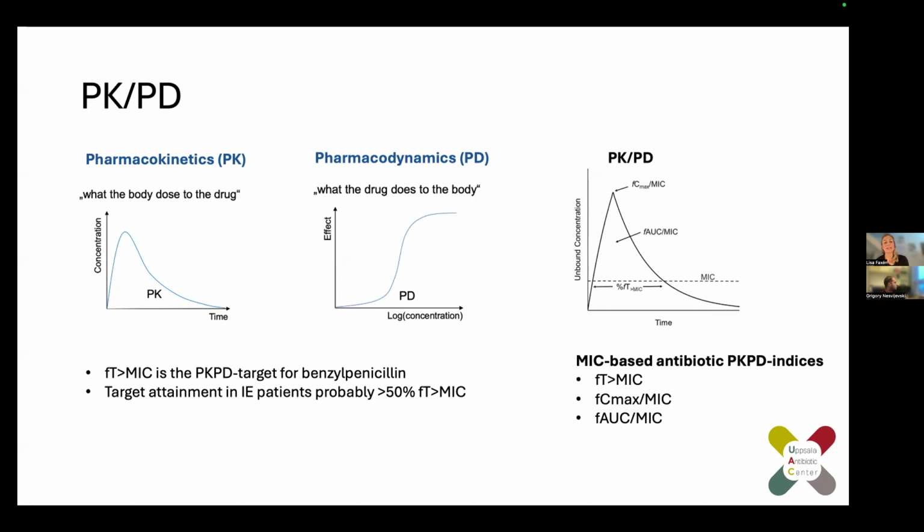Okay, and for beta-lactam antibiotics, it's the first PK/PD target that is the most important. So it's the time the free concentration remains above MIC. That's the most important. And in endocarditis, it's not very well defined what the target should be, but consensus right now is that the concentration should be above MIC for at least 50% of the time.